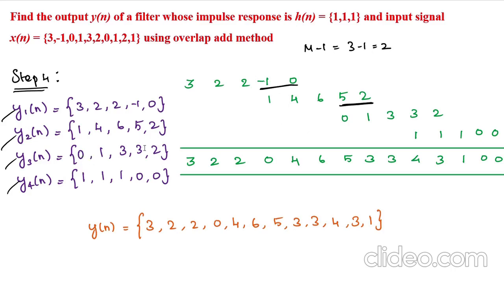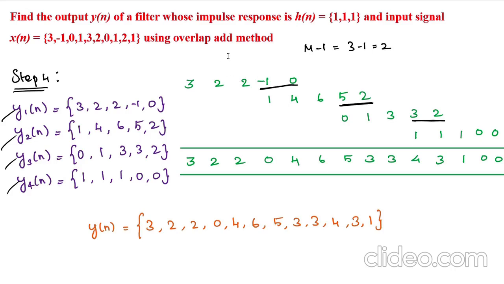That is 0, 1, 3, 3, 2. And finally, I will be overlapping this 3, 2, that is 2 terms, and I will be placing the y4 of n value, that is 1, 1, 1, 0, 0. So it's clear, right? What I'm doing is placing y1 of n, y2 of n, y3 of n and y4 of n by overlapping 2 digits. Since the value of m is 3, I'm going to overlap m minus 1 terms. So that is what I have done.